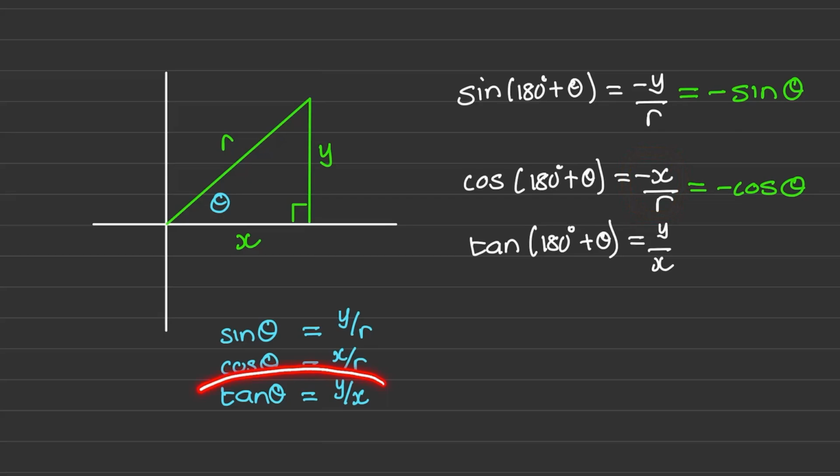And lastly, the tangent of theta in the first quadrant is the opposite side divided by the adjacent side. And when I compare it to that of the third quadrant, I see that the ratio also produces a y over x, as in the first quadrant. So tan of 180 plus theta is equal to tan of theta.